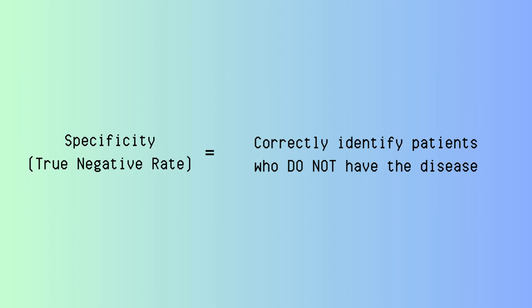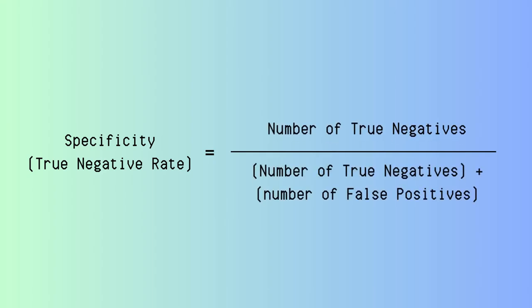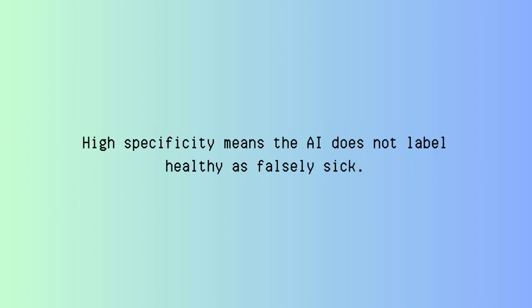Specificity, true negative rate, is the ability to correctly identify patients who do not have the disease. Example, out of 50 healthy patients, if it correctly identifies 45, the specificity is 90%. High specificity means it doesn't falsely label healthy patients as sick.